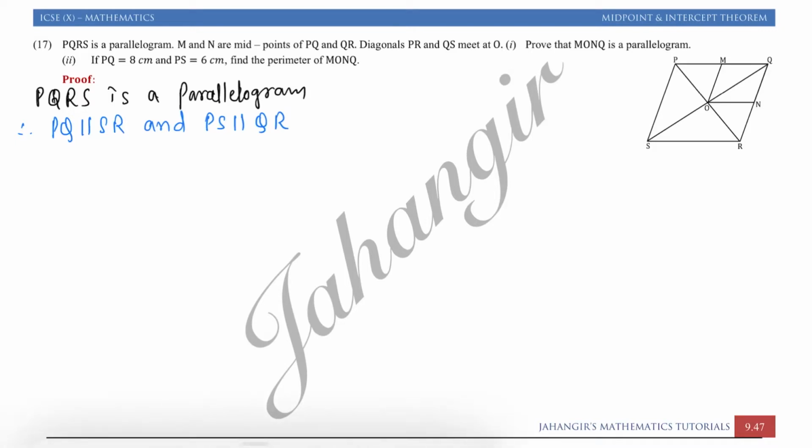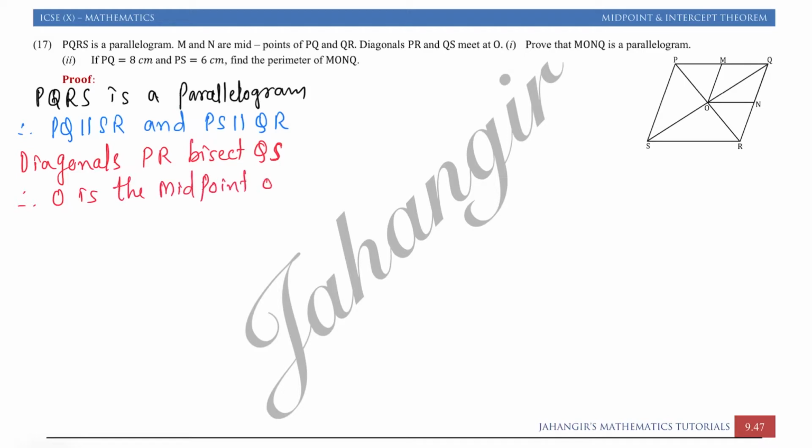Now, even in parallelogram, diagonals bisect each other. So we will write diagonals PR bisects QS. This is the property of parallelogram. Therefore, we can say O is the midpoint of QS and PR. So now we will consider a triangle. Let us take this triangle.